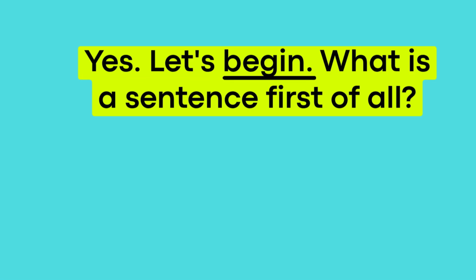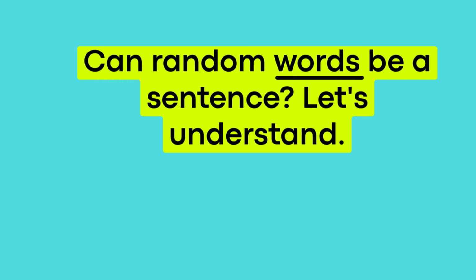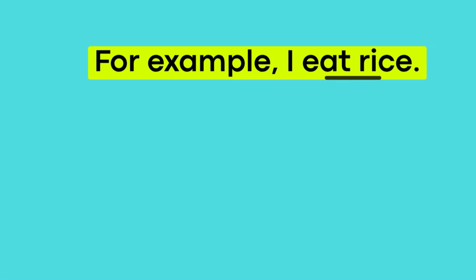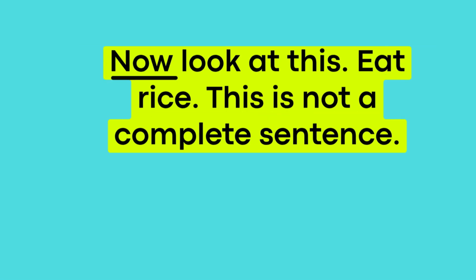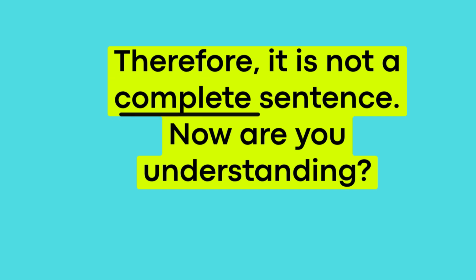Yes, let's begin. What is a sentence, first of all? Can a single word be a sentence? Can random words be a sentence? Let's understand. A sentence is a group of words that gives a complete meaning. Write that down. A sentence is a group of words that gives a complete meaning. For example, I eat rice. This is a sentence. Why? Because it gives a complete meaning. Now look at this. Eat rice. This is not a complete sentence. Who eats rice? We don't know. The meaning is incomplete. Therefore, it is not a complete sentence.